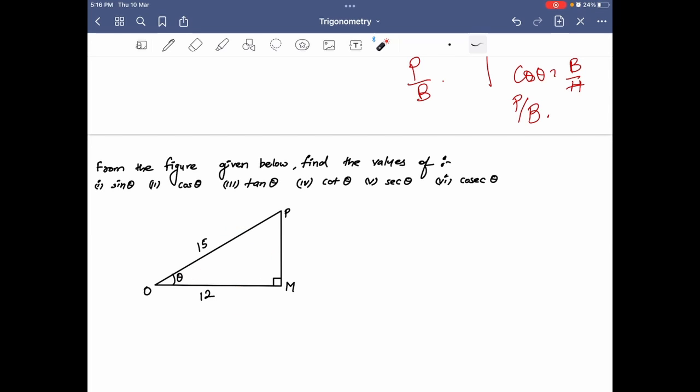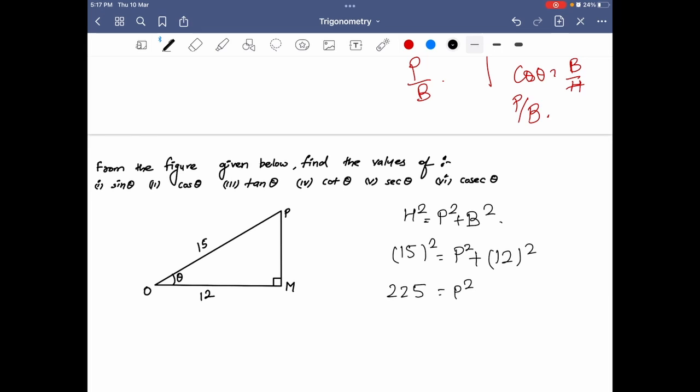Now I have to find the third side, that is the perpendicular, because the value of that is not given. We'll do that using the Pythagoras theorem, which I have already discussed. That was h square equal to p square plus b square. Now let's put the values here. H square would be 15 square. P square we have to find, that's why I am leaving it as it is, and b square is given, 12 square. So we know 15 square will be 225, p square let it be as it is, and 12 square will be 144.